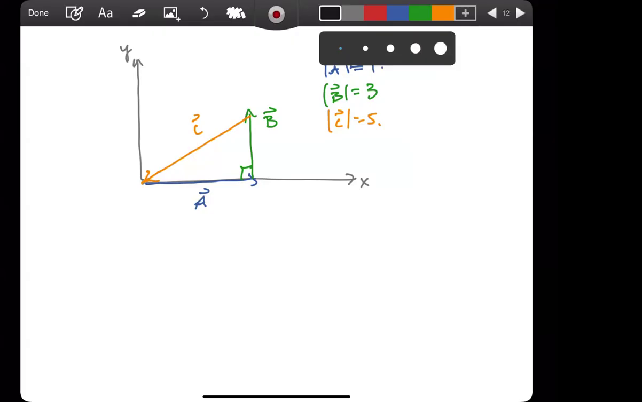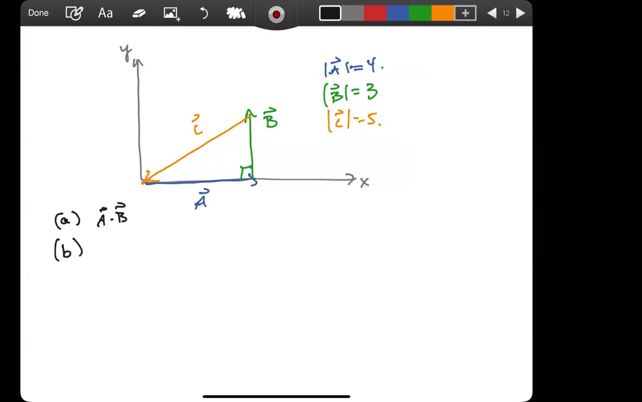So from here, what we want to determine is multiple things. Part A, we want to know what is the dot product between A and B. Part B, we want to know what is the dot product between A and C. And then finally, for part C, we want to know what is the dot product between B and C.